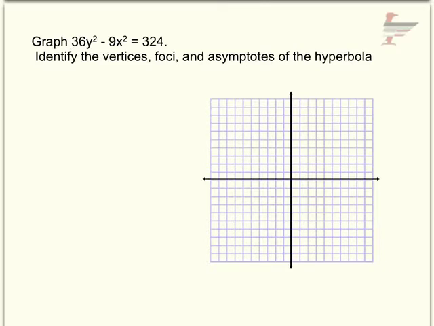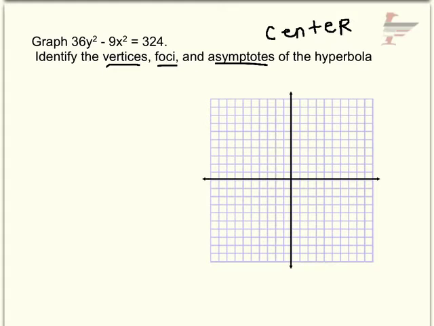Alright, so the first one says graph 36y squared minus 9x squared equals 324. Identify the vertices, foci, and asymptotes of the hyperbola. Now again, this line right here will not be on your exam. It's just going to say identify the important characteristics. You are responsible for knowing that those are important characteristics of a hyperbola. I'm going to also add on the center, because that's an important characteristic.